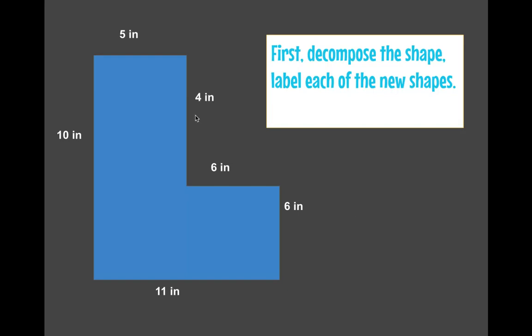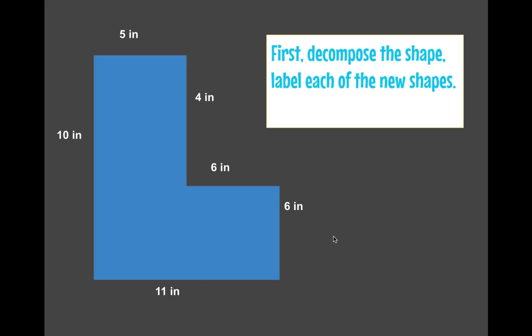So when we're trying to find the area of a composite, we have to first decompose the shape and label them. So you can do it 2 ways, but for the sake of today, I want you just to kind of follow along with me. We look at this composite here. We see that every side is labeled, so that's good. It's not always going to be that easy, but for this one it is.